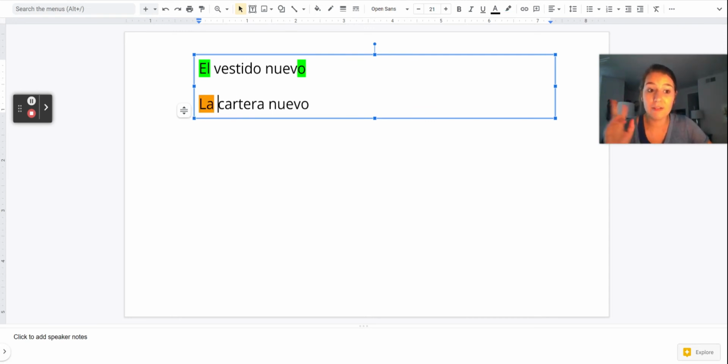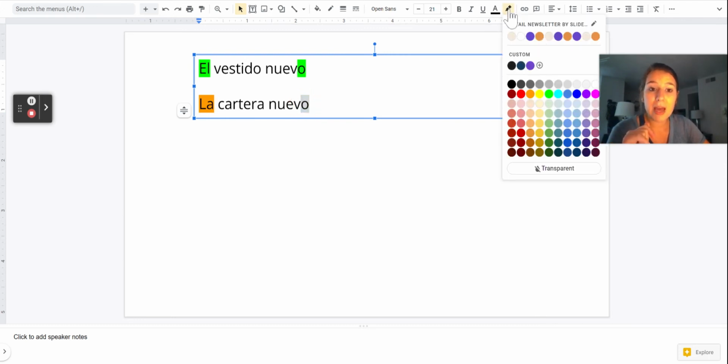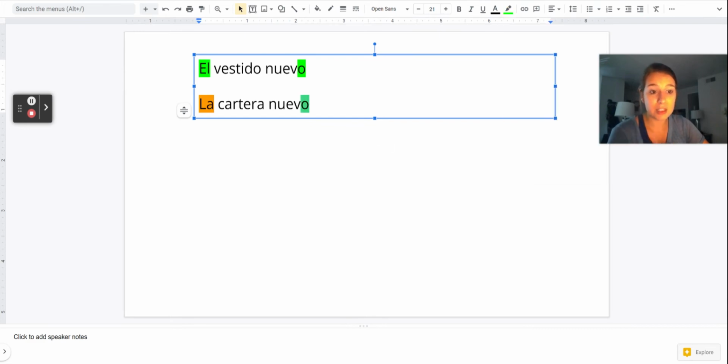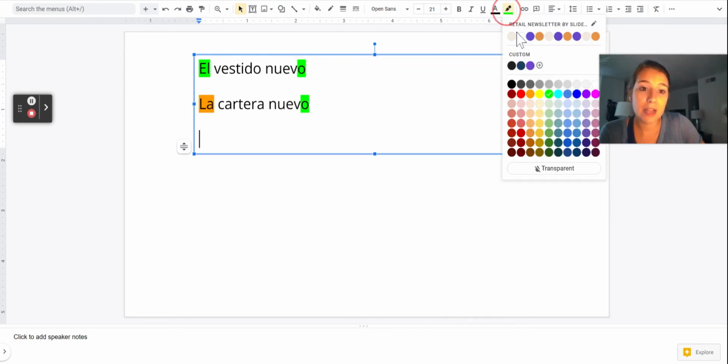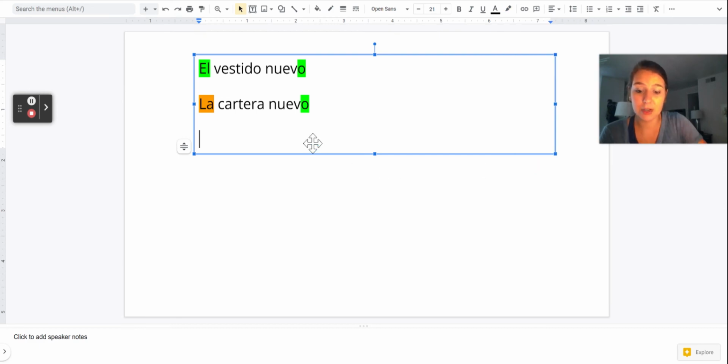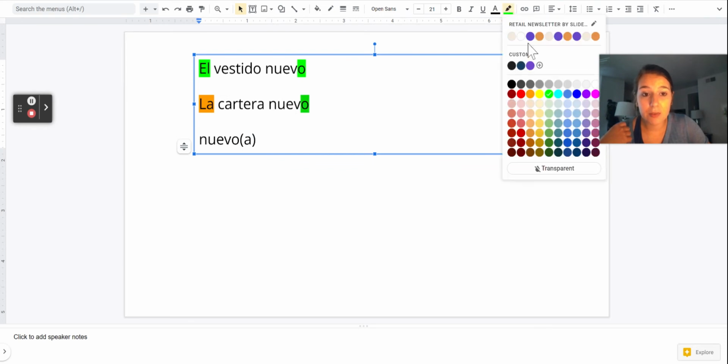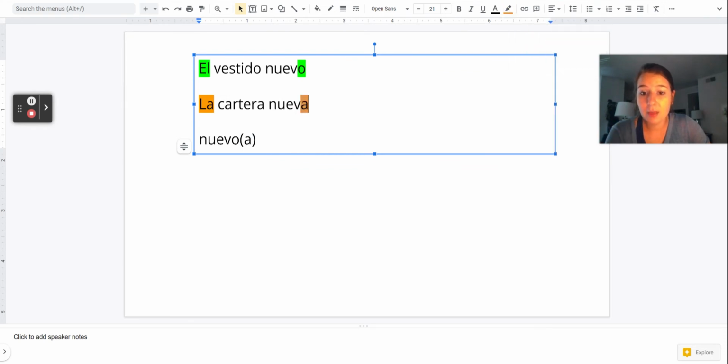So la cartera is a feminine word, and that means that nuevo with a masculine O at the end, well, that's just not going to do. We can't have that there. So what do we do? Well, remember, nuevo in parentheses has an A at the end, right? So it's written like this, showing that it changes based on the gender of the noun. So nuevo actually will be feminine by making the O an A. So el vestido nuevo and la cartera nueva.